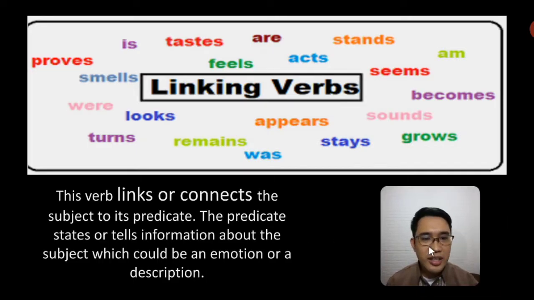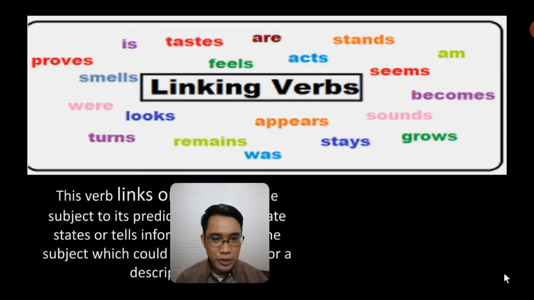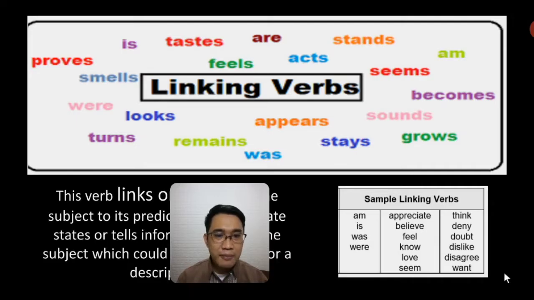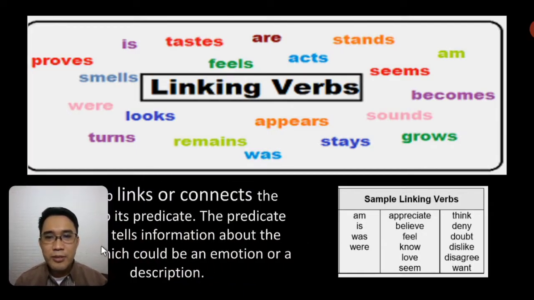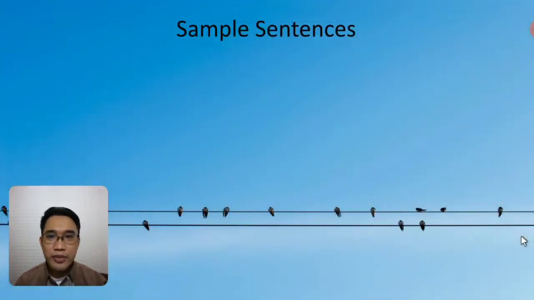So here are our examples of linking verbs. Am, is, was, were. Linking verbs also like appreciate, believe, feel, know, love, seem, think, deny, doubt, dislike, disagree, and want. Those are linking verbs. Their main job is to connect the subject to the predicate. But linking verbs can also show emotions and opinion.